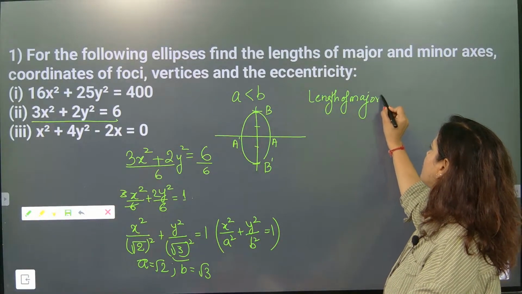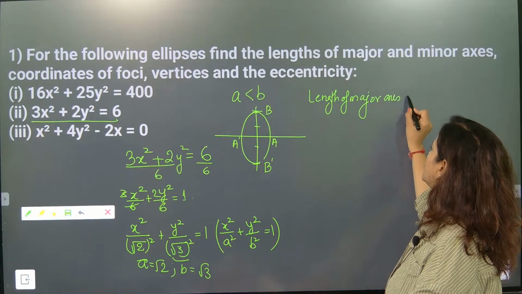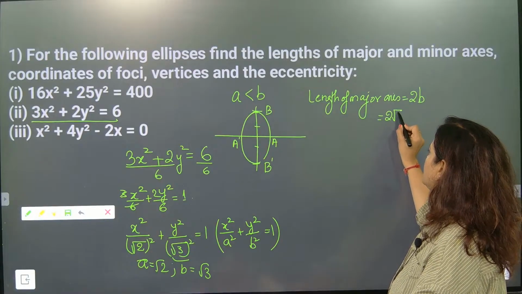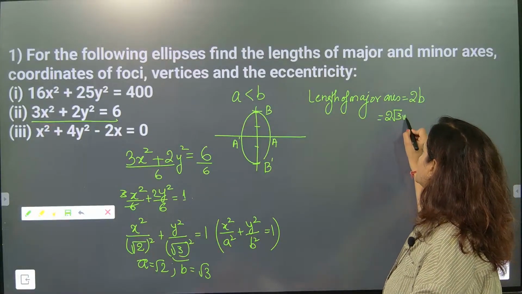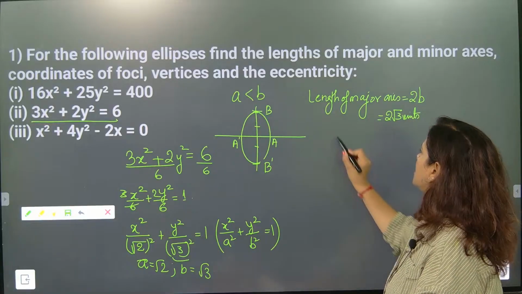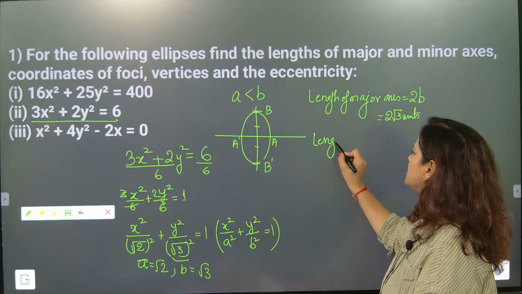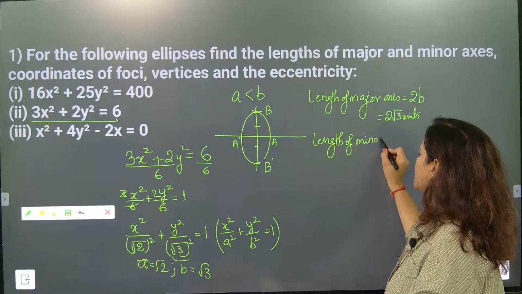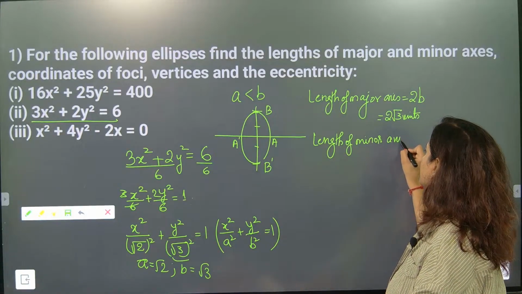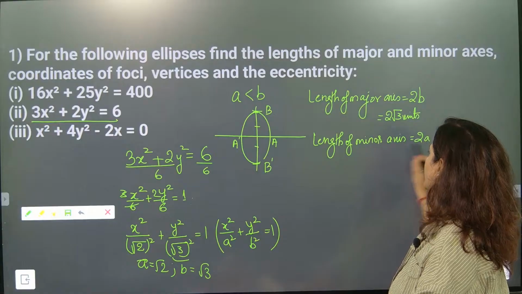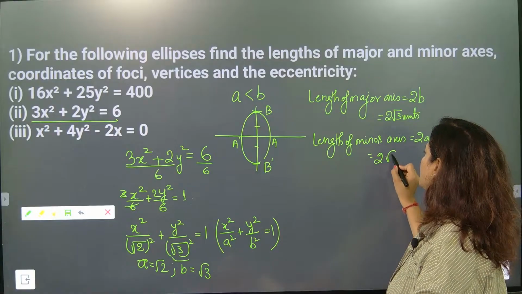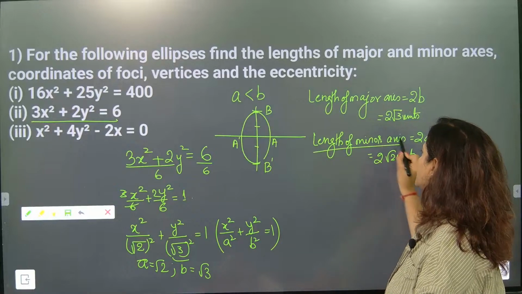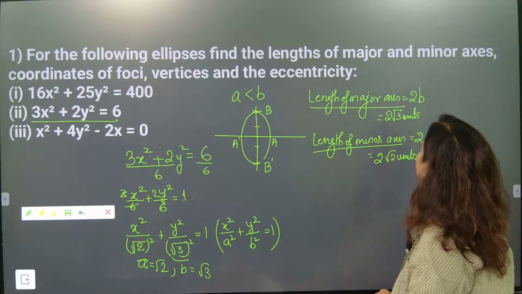So the length of the major axis is 2b, so it will become 2 root 3 units. Length of the minor axis: here the minor part is a, so 2a, so 2 into root 2 units. Done. So the length of the major axis and the length of the minor axis are done.